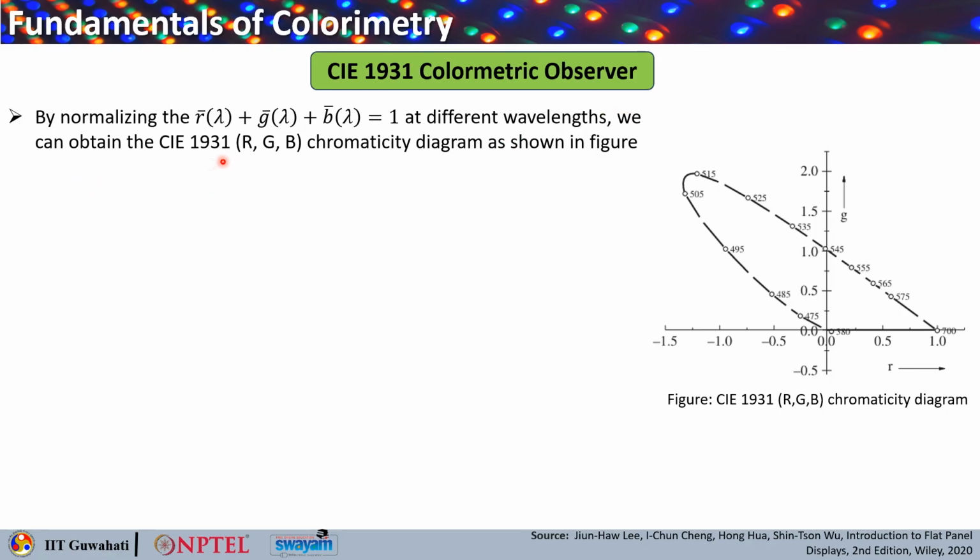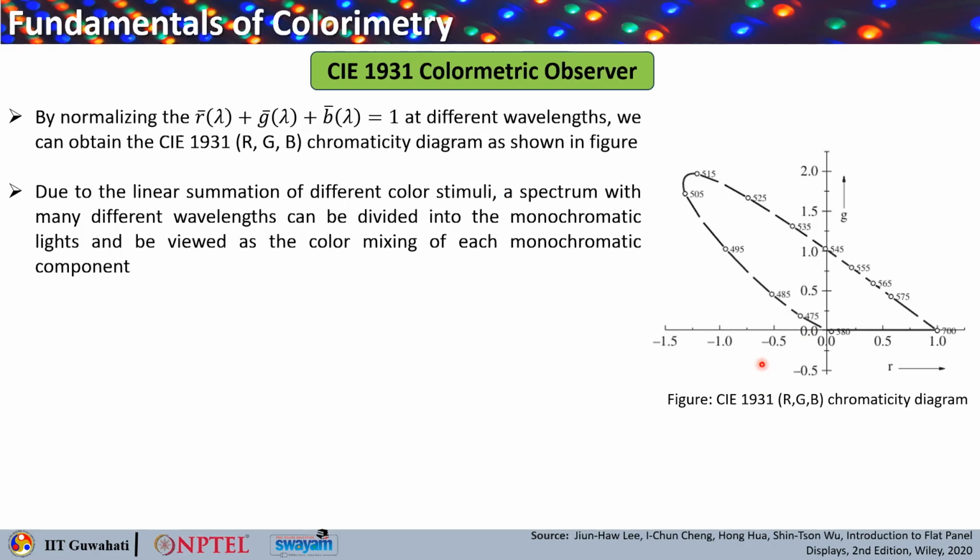We basically can obtain this CIE 1931 RGB chromaticity diagram, which is shown here. Here you see you have only 2 coordinates, small r and small g, because once you know these two, you always know the B component, because that will simply be 1 minus r minus g. Now, due to the linear summation of different color stimuli, a spectrum with many different wavelengths can be subdivided into monochromatic lights and can be viewed as the color mixing of each monochromatic component.